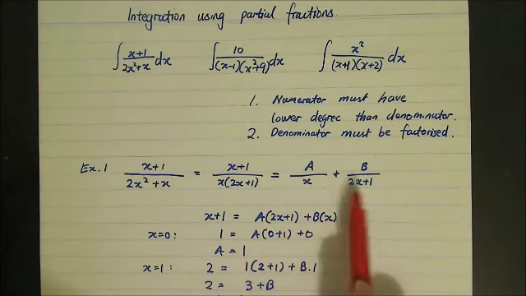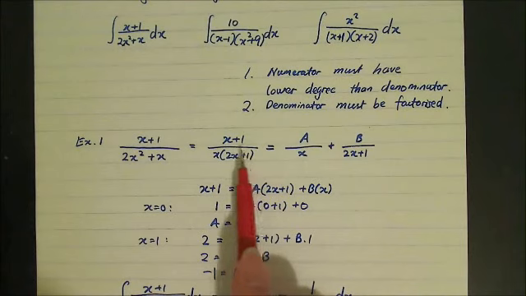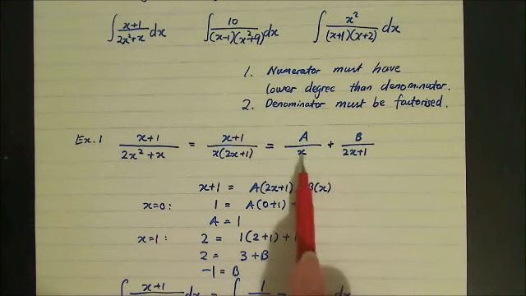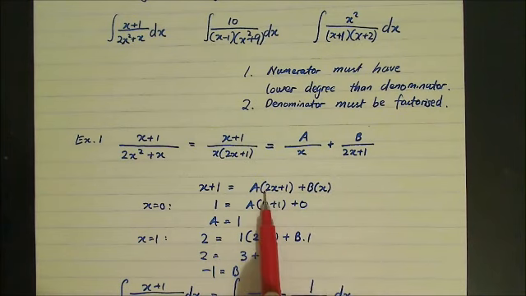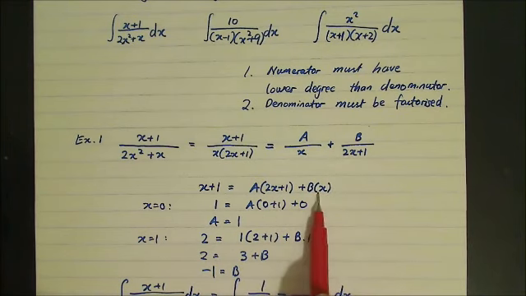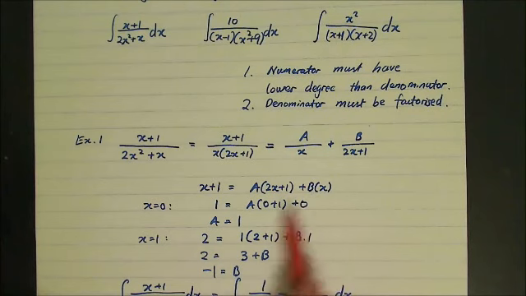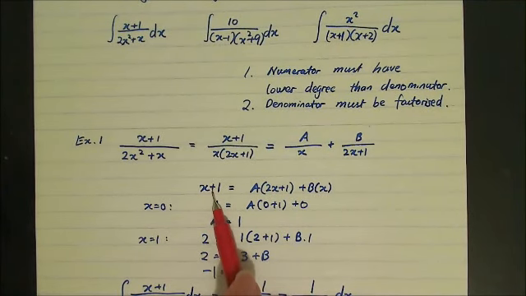Now, in order to find these constants, we're going to equate what the numerators would look like if we were to combine these two fractions together. So it will be a times 2x plus 1 and b times x. And all of that is supposed to be equal to x plus 1.